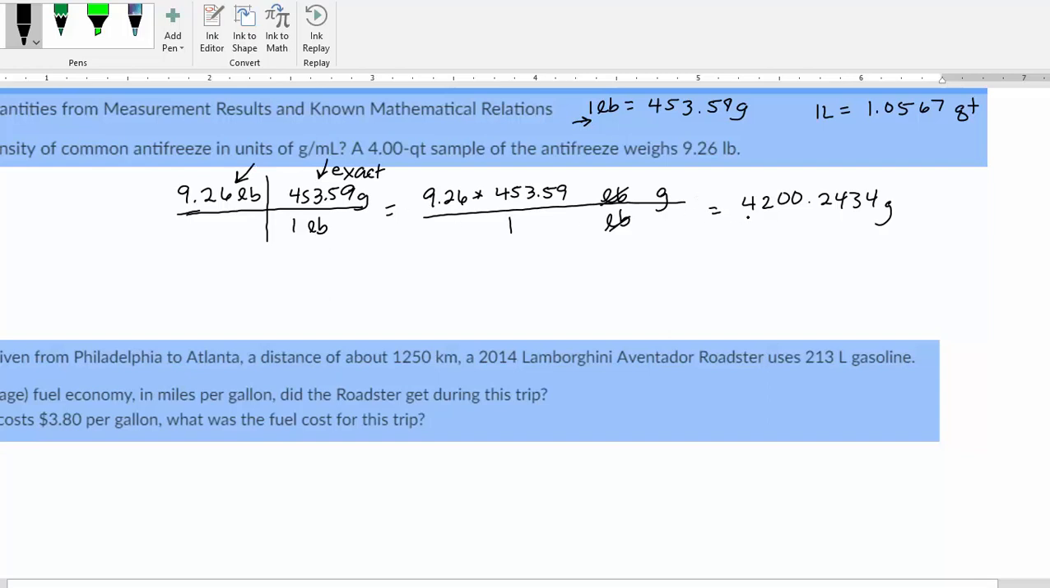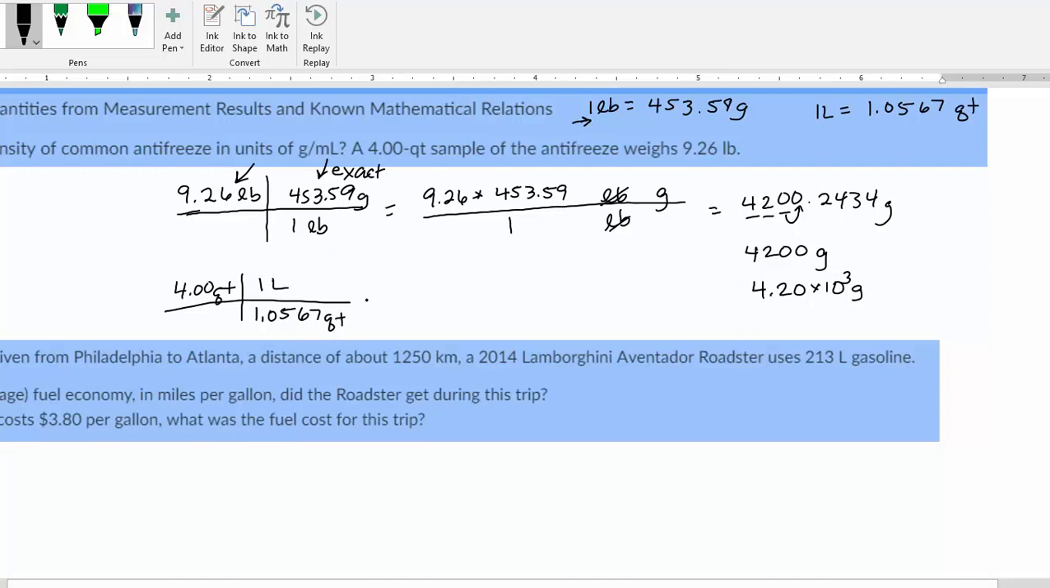Look next door. So I would call this 4,200 grams, except that doesn't show me 3 significant digits. So I must use scientific notation in this case in order to show that there are 3 significant digits to this measurement. Then I can convert the volume. So I have 4.00 quarts, and then I'm going to convert my quarts by using 1 liter over 1.0567 quarts.